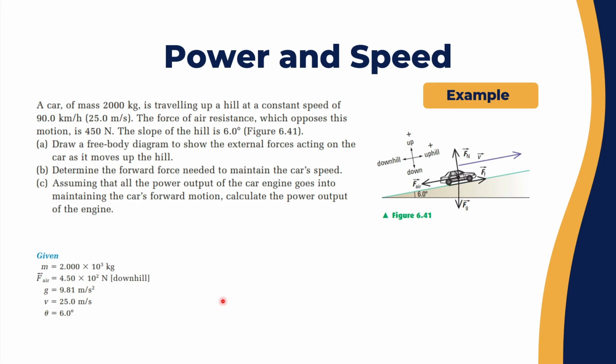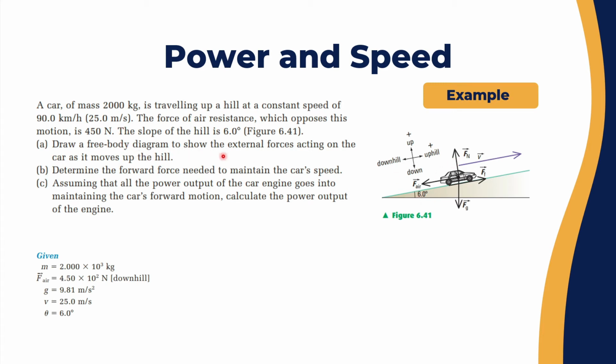Example on that: we have a car with a mass of 2,000 kilograms traveling uphill at a constant speed of 90 kilometers per hour, or 25 meters per second. The force of air resistance, which is opposite to the motion, is 450 Newtons, pulling the car backward while the car is pushing forward. The slope for the hill is 6 degrees, the theta over here.